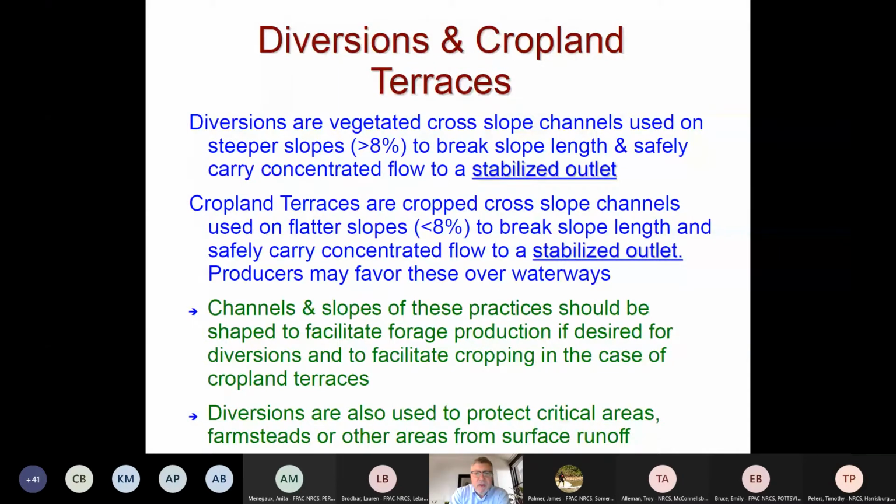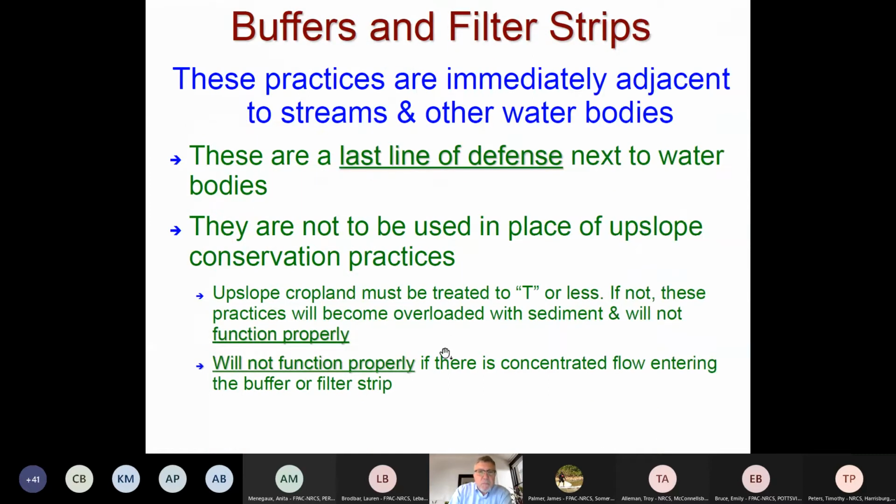Channels and slopes of these practices should be shaped to facilitate forage production if desired for diversions, and facilitate cropping in the case of cropland terraces. They use these to protect critical areas such as farmsteads and other areas where surface runoff can create larger resource concerns. So they break the slope, they actually divert the water from its downhill movement to a lateral movement and remove it from the field, decreasing erosion.